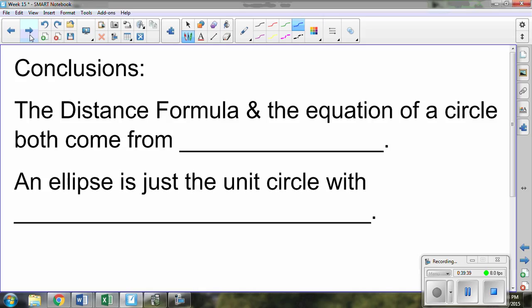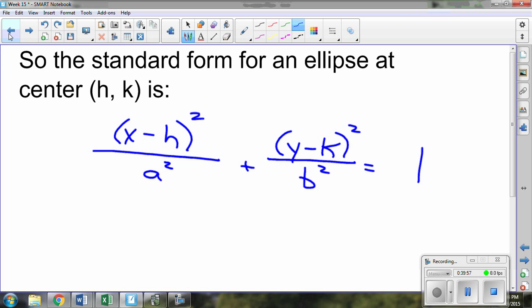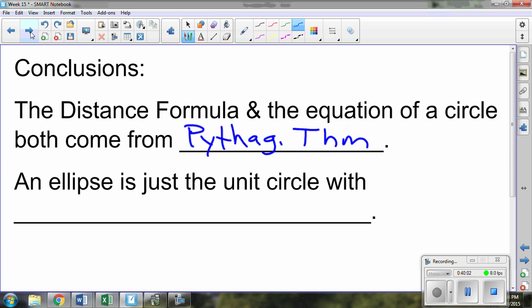So, distance formula, equation of a circle, they both come from an ellipse. It's just a unit circle with, what did this thing do? We can shift the center to h, k.